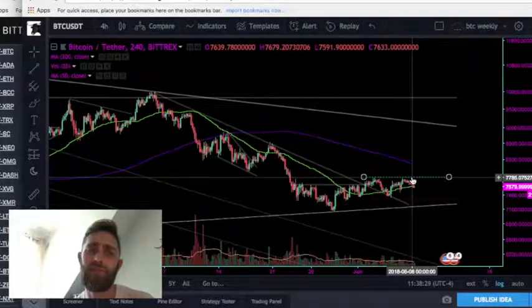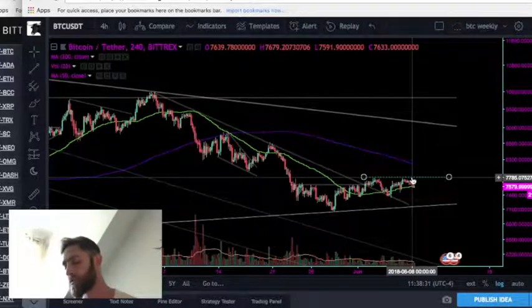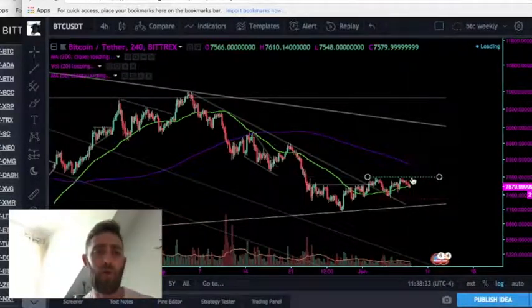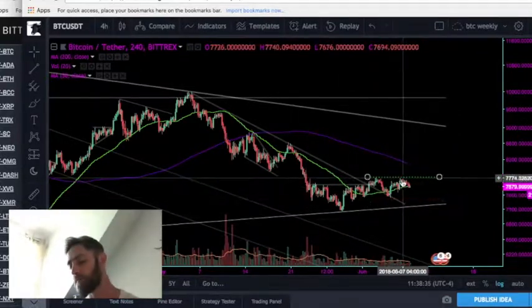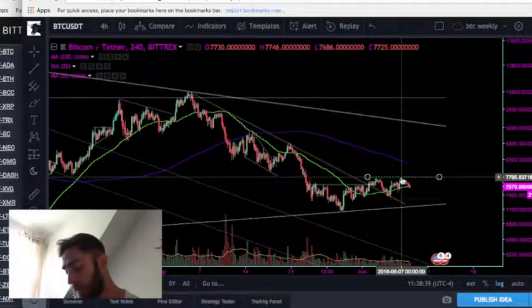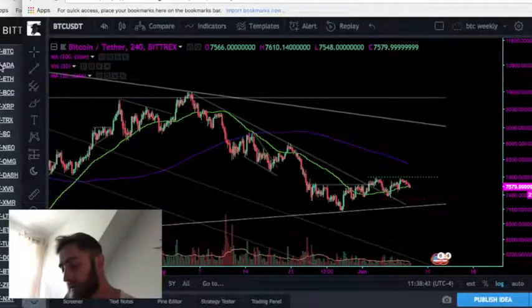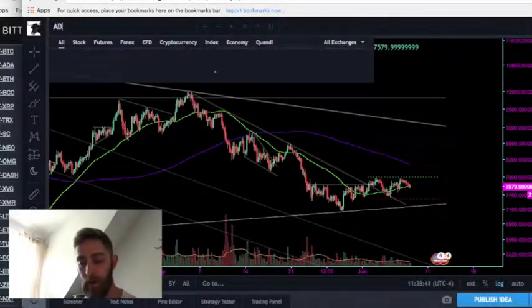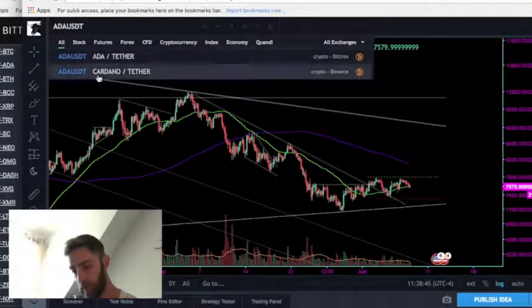This is not financial advice, guys, so do your own research, lose your own money, make your own money, whatever. I hope that I help you learn something about trading. So a bit of a cup and handle sort of forming here on Bitcoin, and we'll see what happens. But you do have resistance, 7,800 bucks. A good long entry would be right around there.